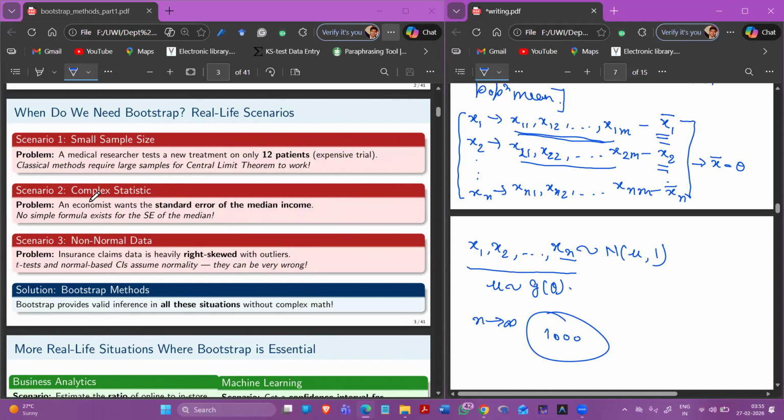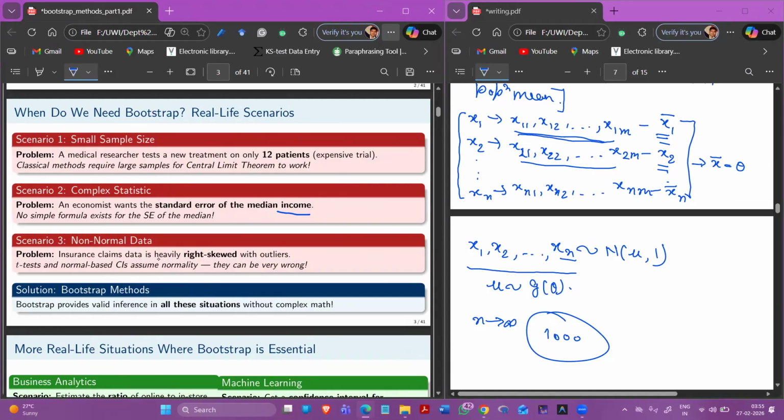So second is complex statistics. An economist wants the standard error of the median income. Do you have any formula for the standard error of the median? There is no formula that exists for the standard error of the median. So how will you find it out? Correct. So there you are lacking.